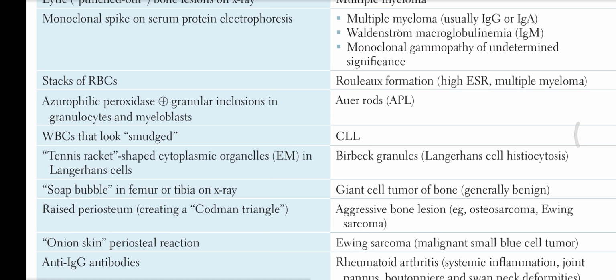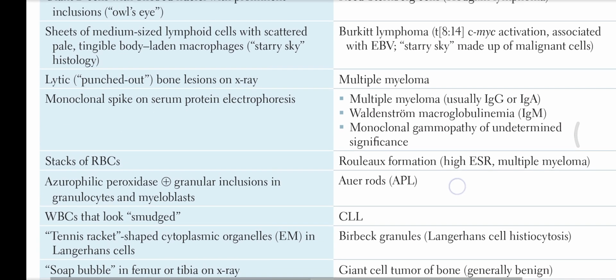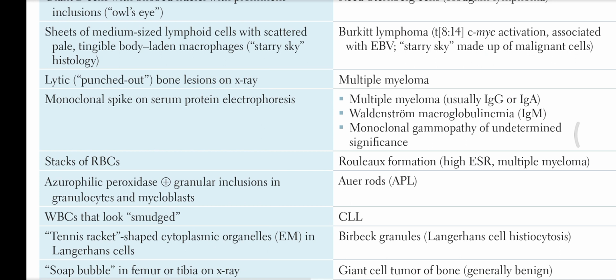Soap bubble appearance in femur or tibia on X-ray, that is giant cell tumor of bone. Generally it is benign. Tennis racket shaped cytoplasmic organelles in Langerhans cells, that is Birbeck granules.